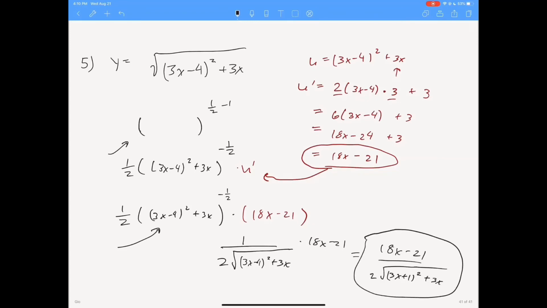This one just requires the use of the chain rule twice, because it so happened our u in the beginning, to find that derivative, you need the chain rule. So that's it for the basic examples. In the next video, we'll have more complicated examples.